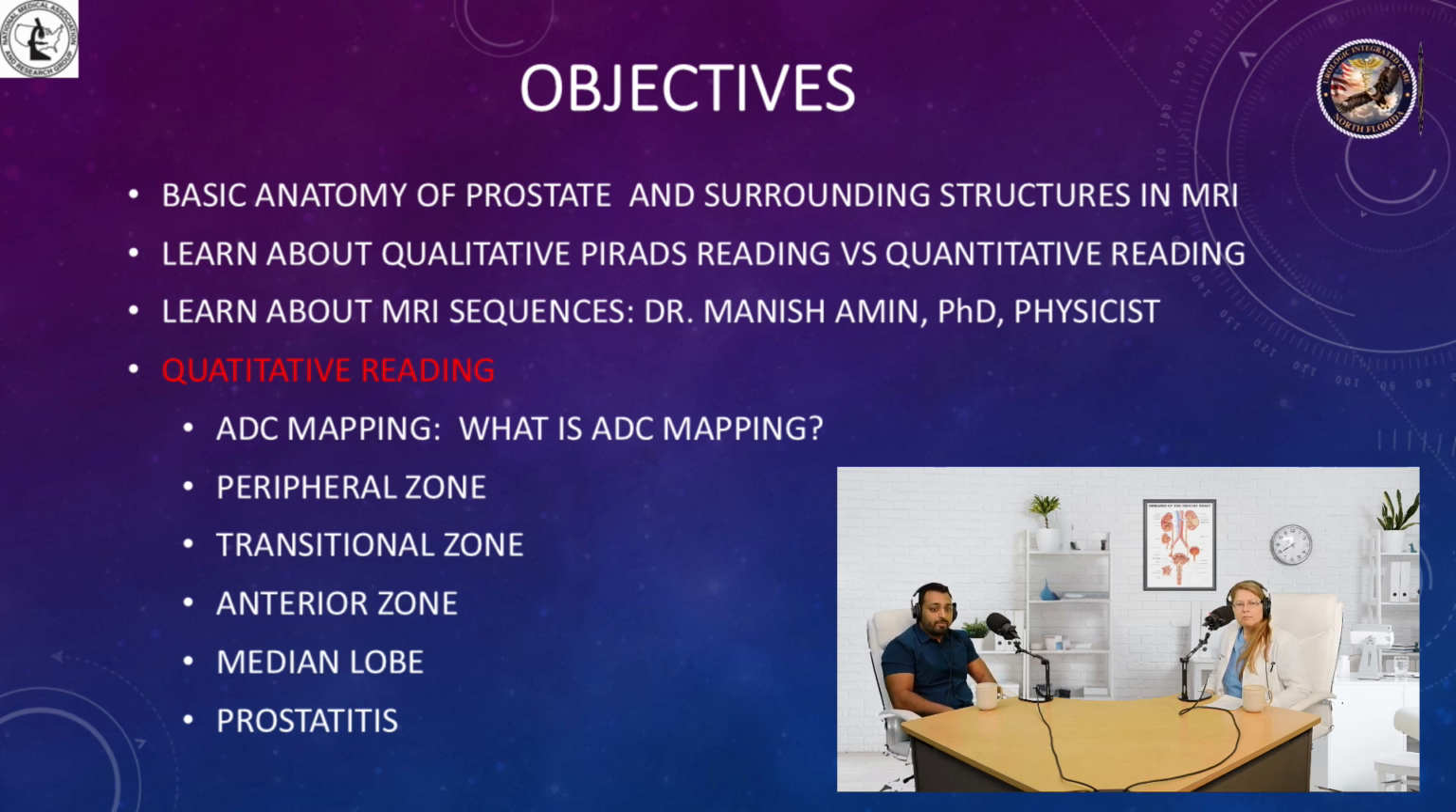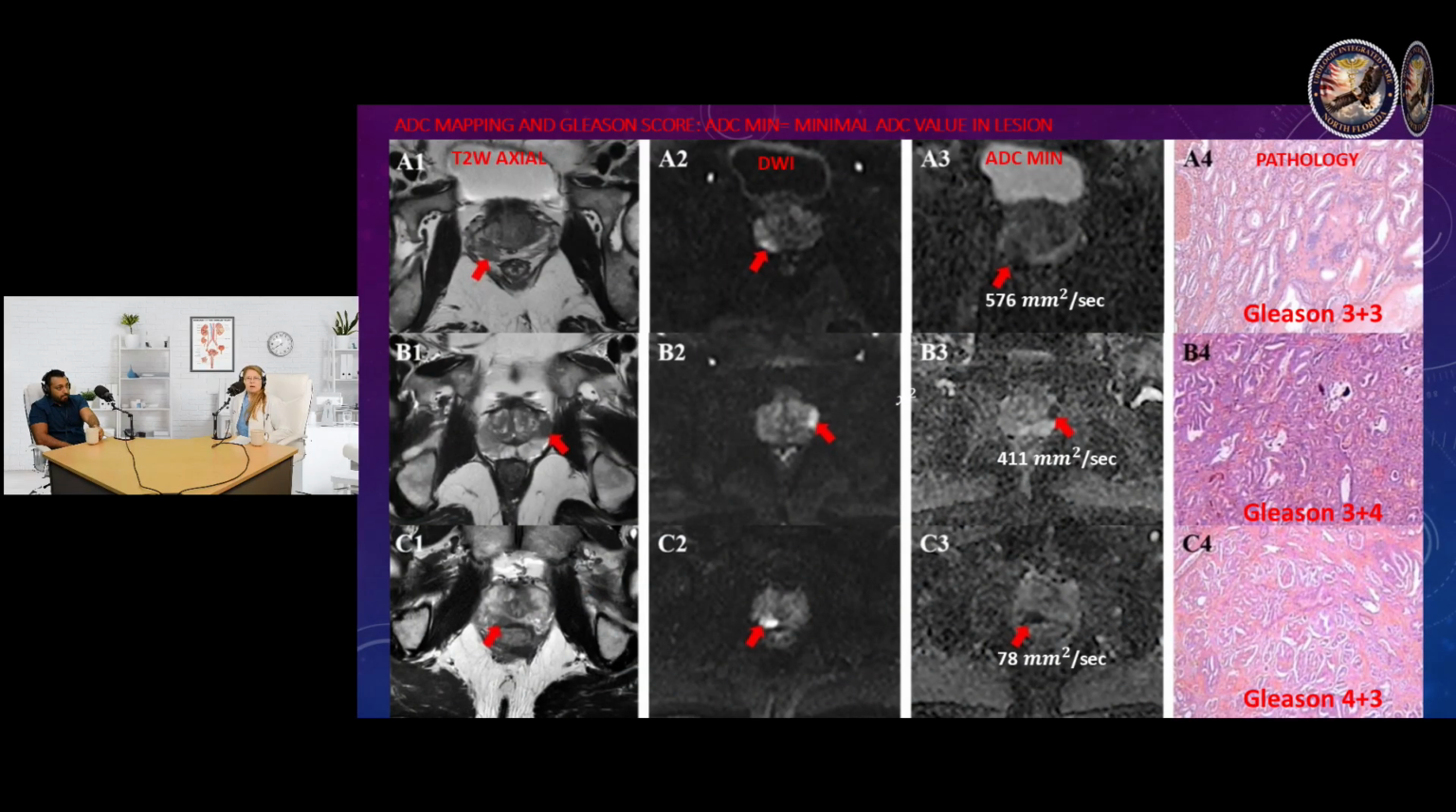So we're going to go over some quantitative reading. We already talked about what ADC mapping is, and what ADC is, with Dr. Manish. He was able to elucidate that very well. So we're going to go over a few examples. Let's go to the next slide. Now, this is just a pictorial, and then we're going to go through some videos on how I approach the MRI.